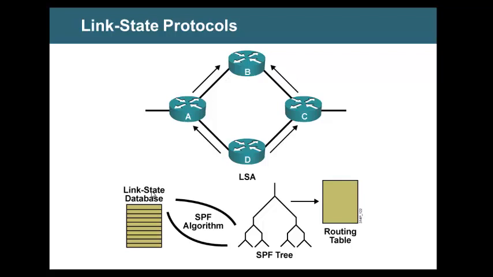Try typing show ip ospf database, show ip ospf database. You will see identical database on every router within an area. The reason why we are saying that within an area is that some advertisements don't cross the border. So you cannot expect similar table from different area.